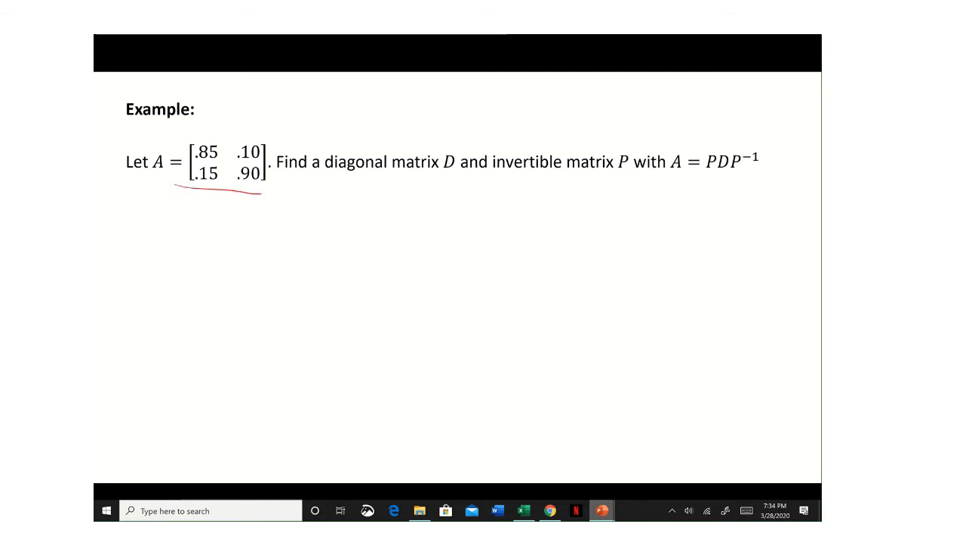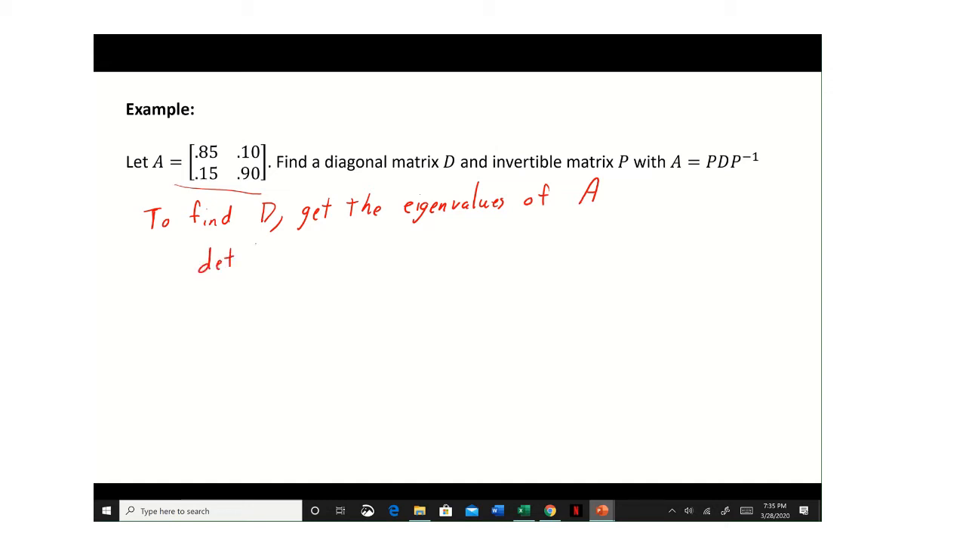This is the matrix that we used for our initial problem. We're going to take this matrix and we're going to find a diagonal matrix for it. So first off, the first thing we want to do is find the basis for each eigenspace. So we have to find the eigenvalues first. So to find D, we have to get the eigenvalues of A.